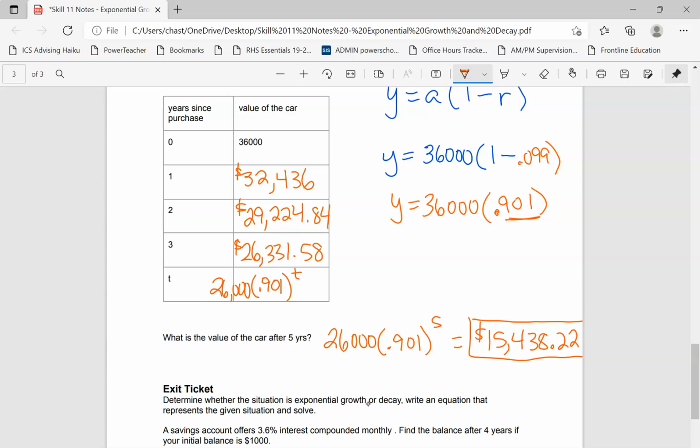Okay. All right, so that is how we work with exponential models. So we will practice some examples in class, and you will have an opportunity to do some problems in your Delta Math. All right.